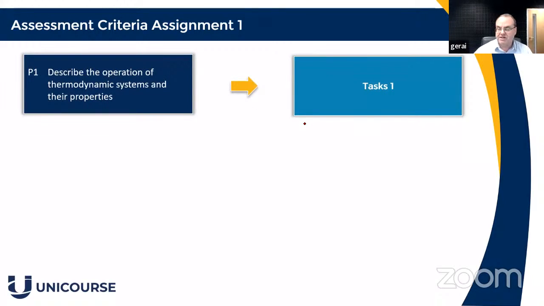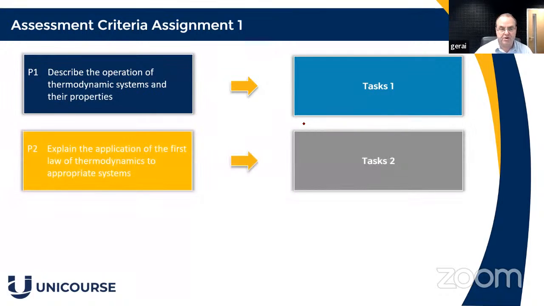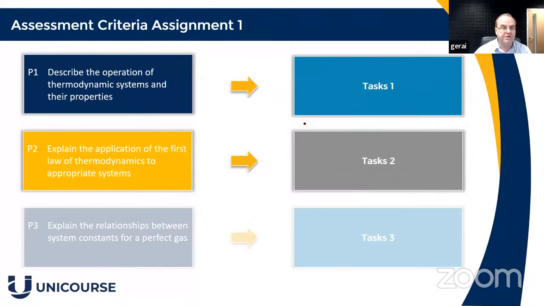So the assessment criteria, as you're probably aware, is set up as P1, which is going to address task 1. That's describe the operation of thermodynamic systems and their properties. Then we'll look at P2, which is explain the application of the first law of thermodynamics, and that's a relatively straightforward law, and you're probably familiar with that anyway. And that's addressed in task 2.